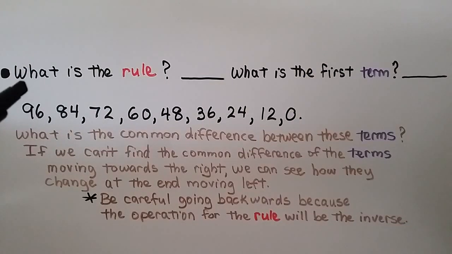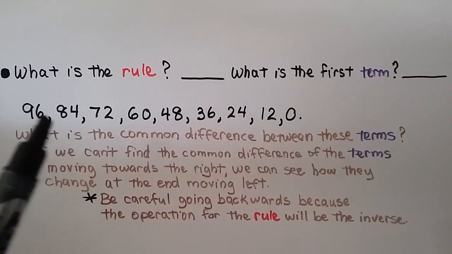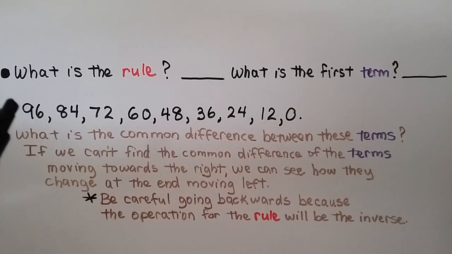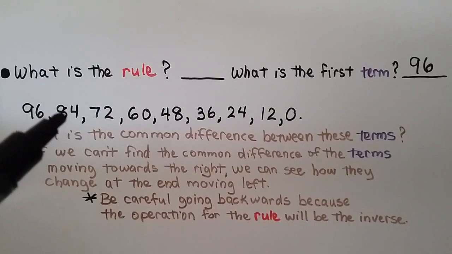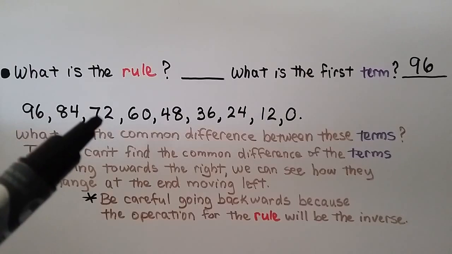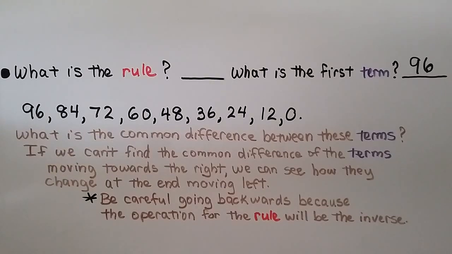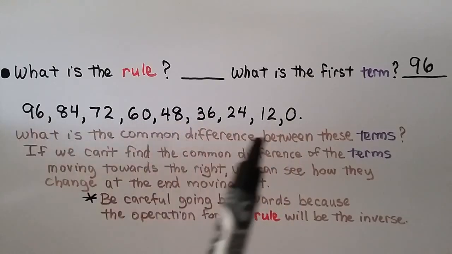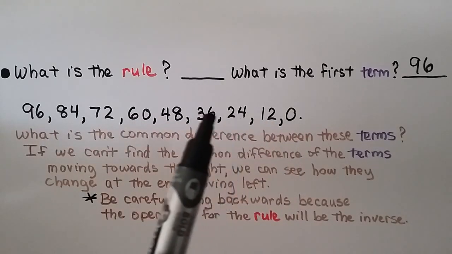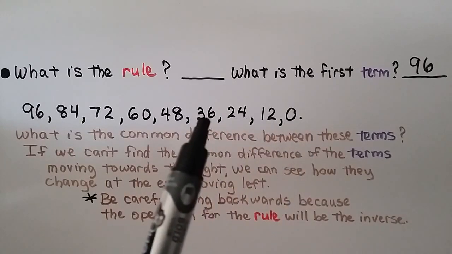So again, we need to find what the rule is and what is the first term. So we can look at these numbers and see 96 is the first term, so we know that. And we start with the 96 and then look at the 84, and we ask ourselves, what is the common difference between these terms? What happened with 96 for it to become an 84? Then what happened to the 84 to make it become a 72? Then what happened to the 72 to make it become a 60, and so on. And if it looks very difficult and we can't find the common difference of the terms moving towards the right, we can see how they change at the end moving to the left. It went from 0 to 12 to 24 to 36. These are going up by 12.